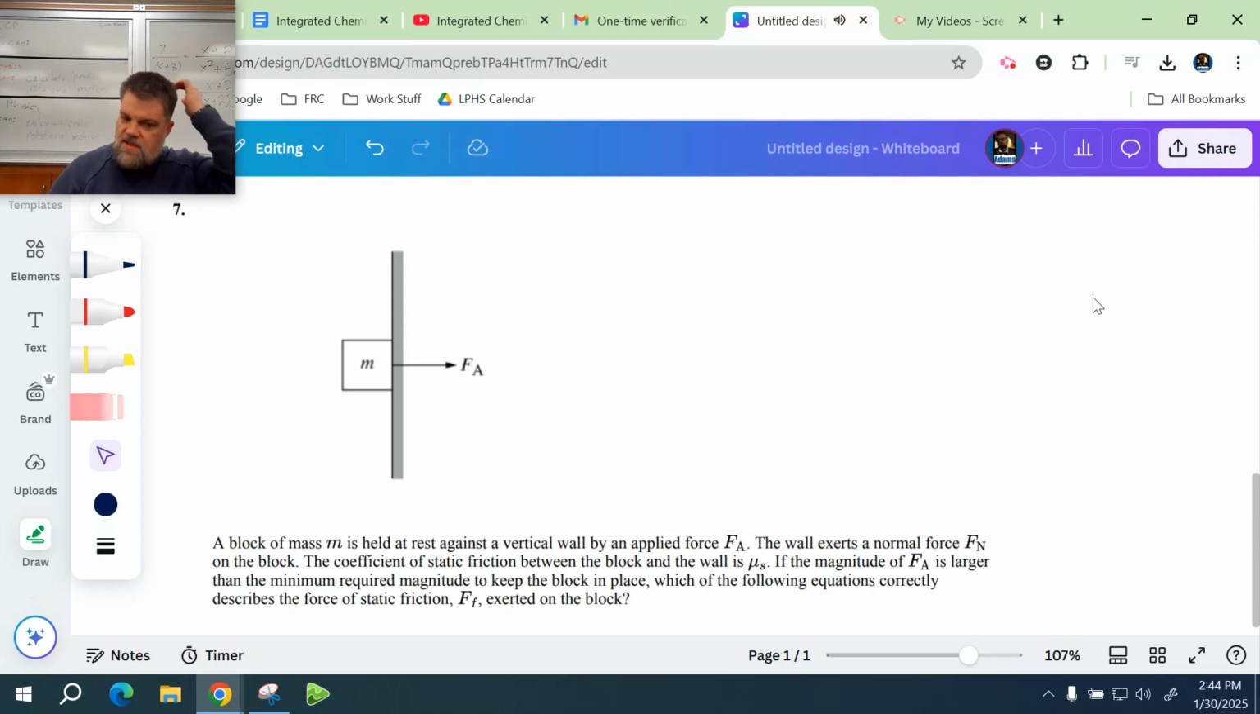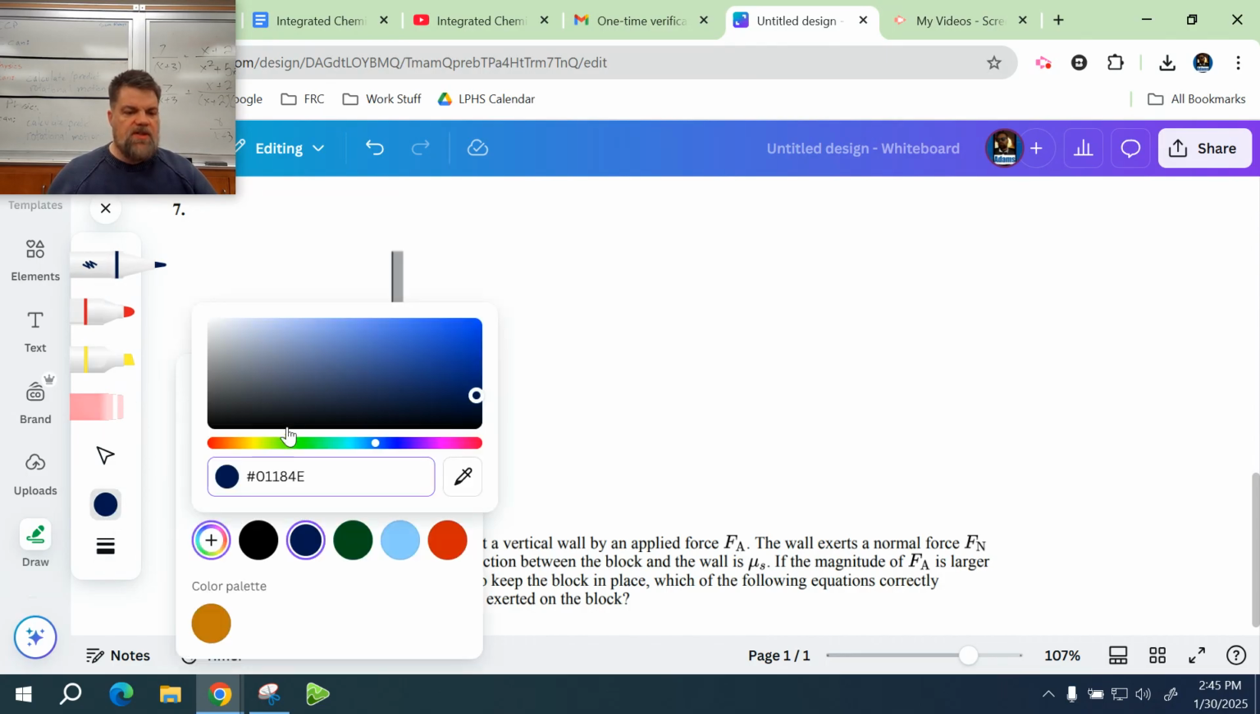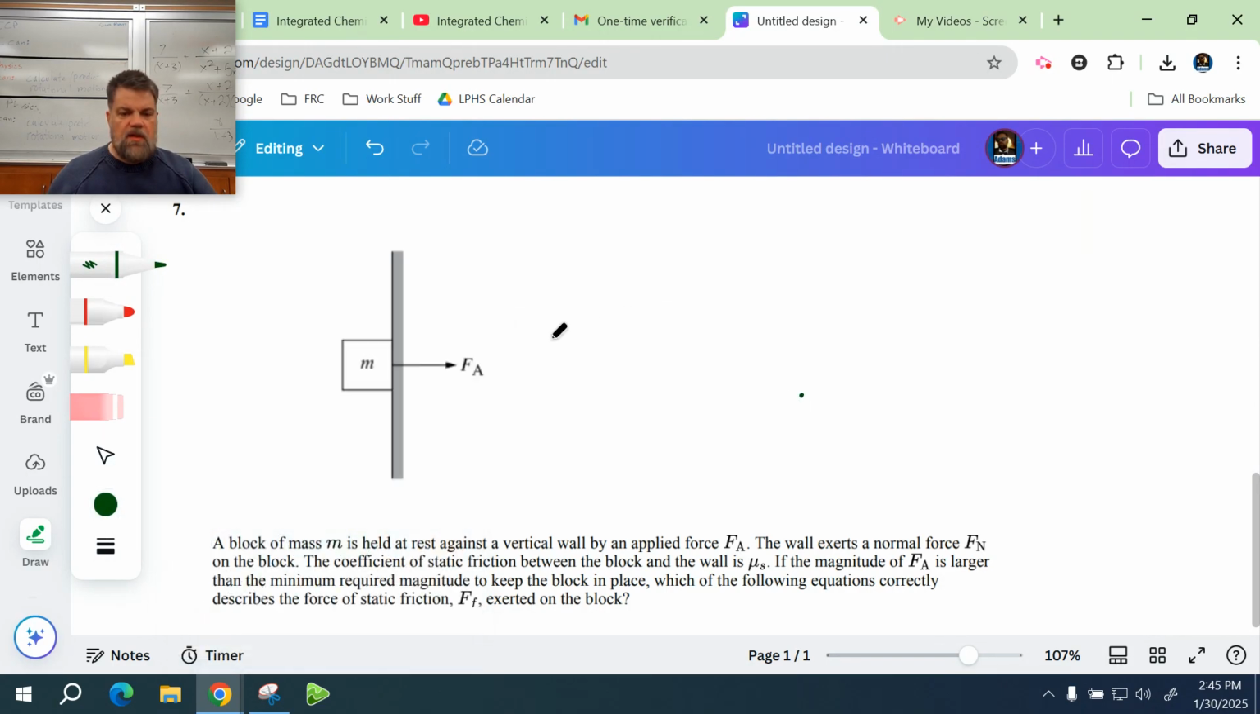All right, so for this one, it's kind of a conceptual question. It's asking what is the frictional force that's holding the block in place. So we have a block that's on a vertical wall, and there is a force that's being applied. So FA is the force that's being applied.